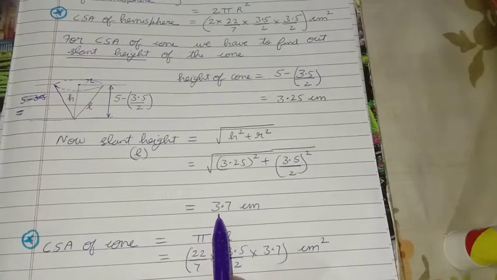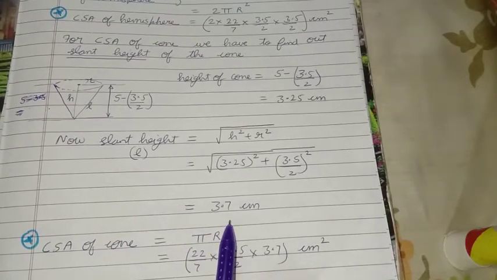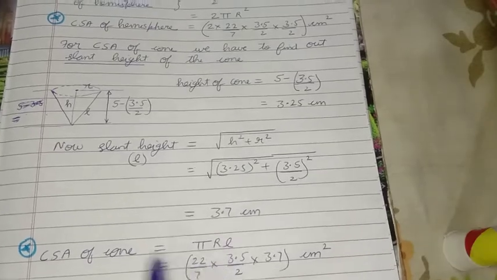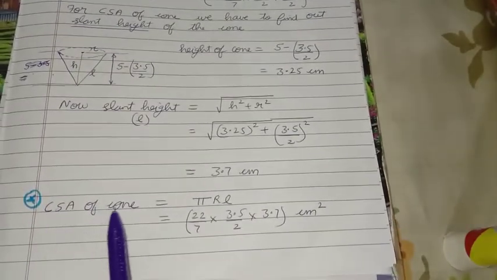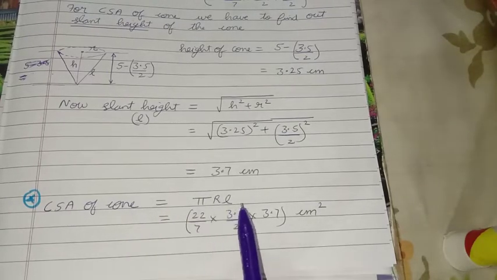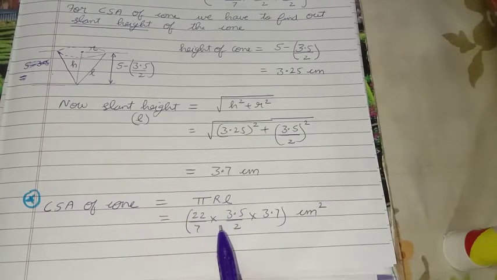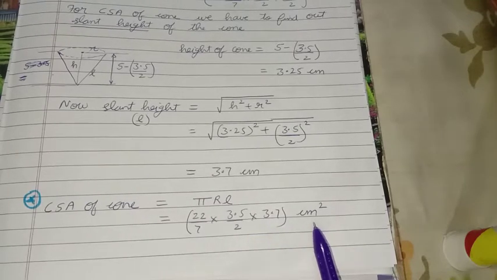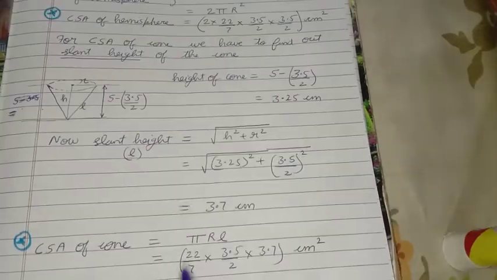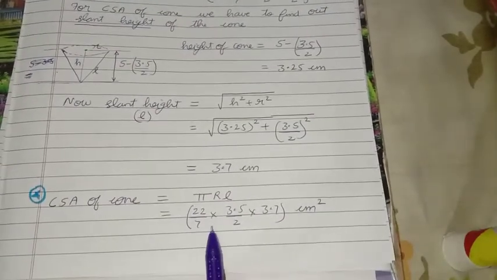So what we got over here, this is slant height L. Now what was our final target? Our target was to calculate the surface area of this cone. I have a formula. Curved surface area of cone is pi r L, 22 by 7 into 3.5 by 2, which is r, into L is 3.7 centimeter square, correct? Now this is curved surface area of the cone.